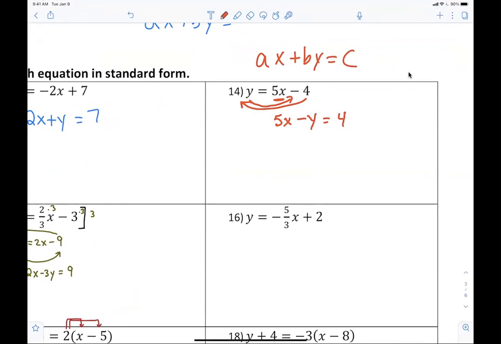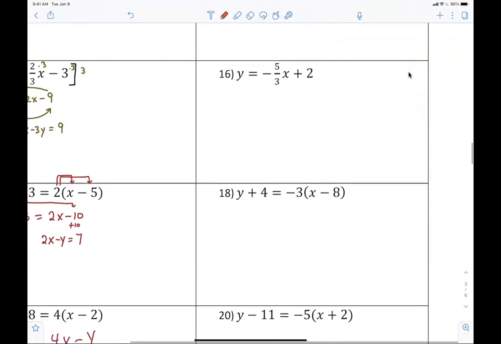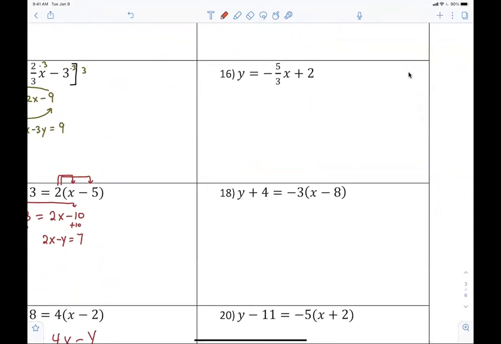All right. Now for number 16, are we allowed to have fractions? No fractions. So the first thing I want to do is multiply by what? Multiply by 3. And when I multiply by 3, I get what? 3y equals. Yes. Say it. Come on, Cole. 3y equals -5x plus 6. Beautiful.